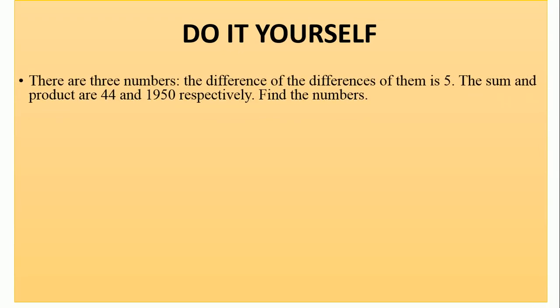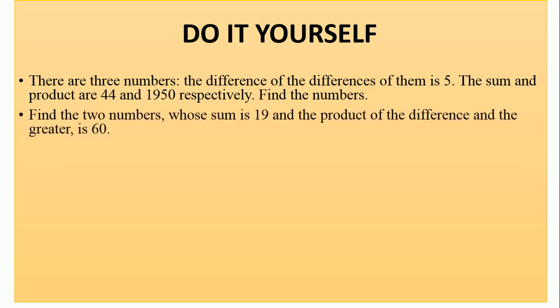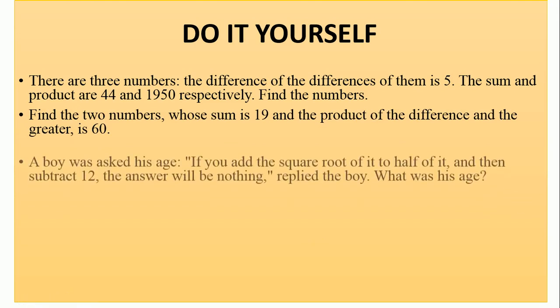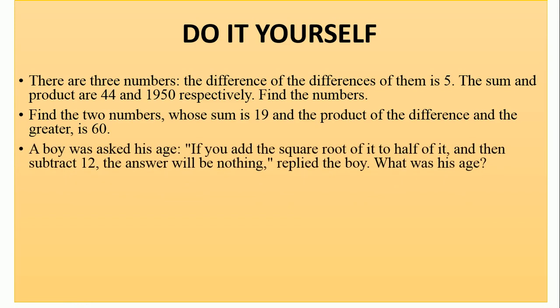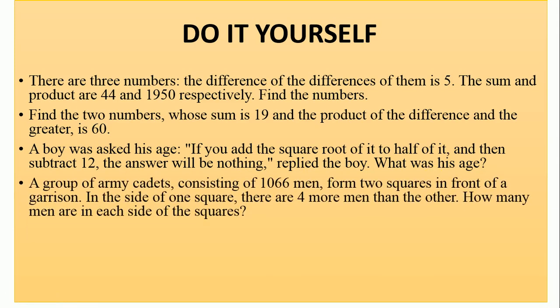There are 3 numbers. The differences of them is 5. The sum and product are 44 and 1,950 respectively. Find the numbers. Find the 2 numbers whose sum is 19 and the product of the difference and the greater is 60. A boy was asked his age. If you add the square root of it to half of it and then subtract 12, the answer will be nothing, which is 0. So reply, what was the boy's age?